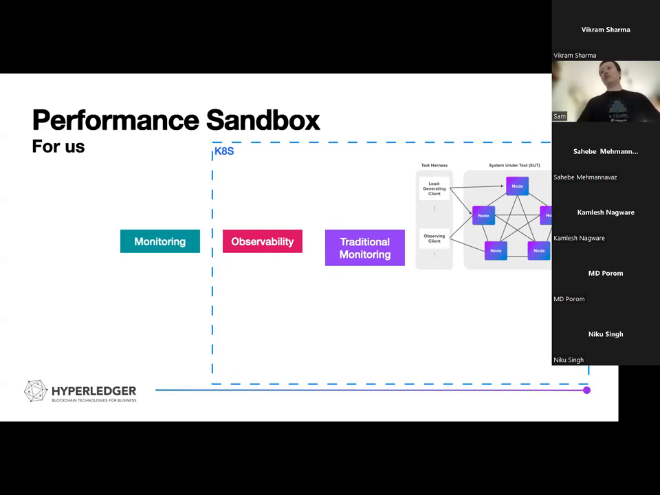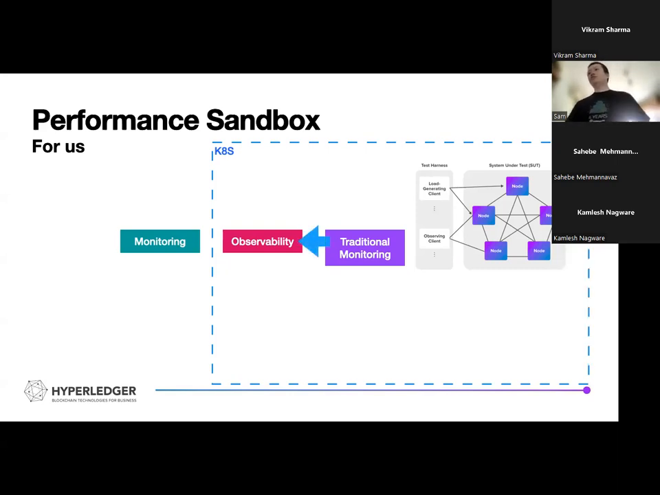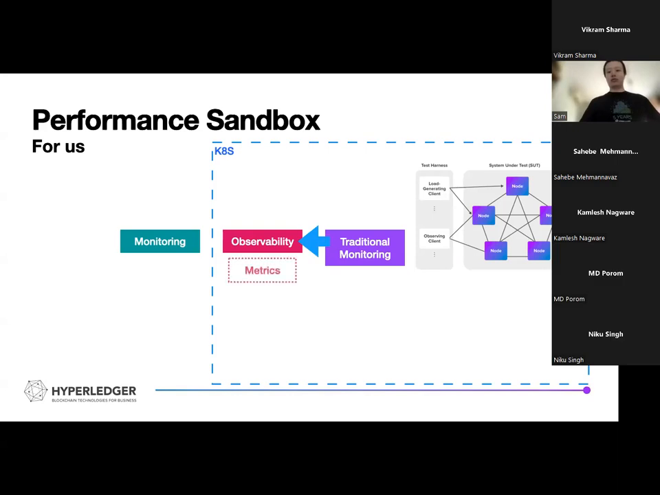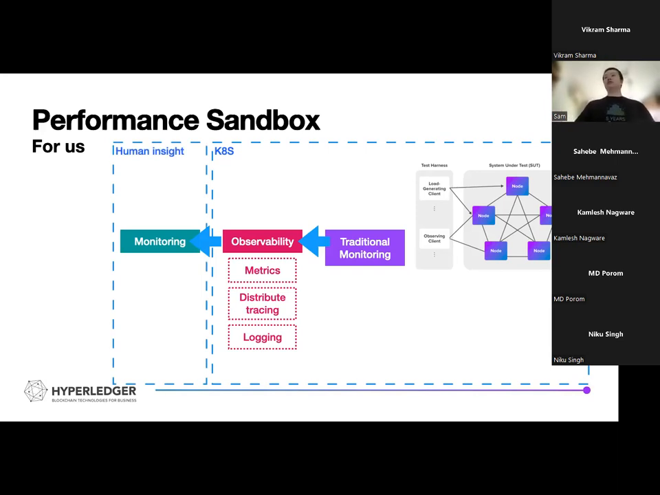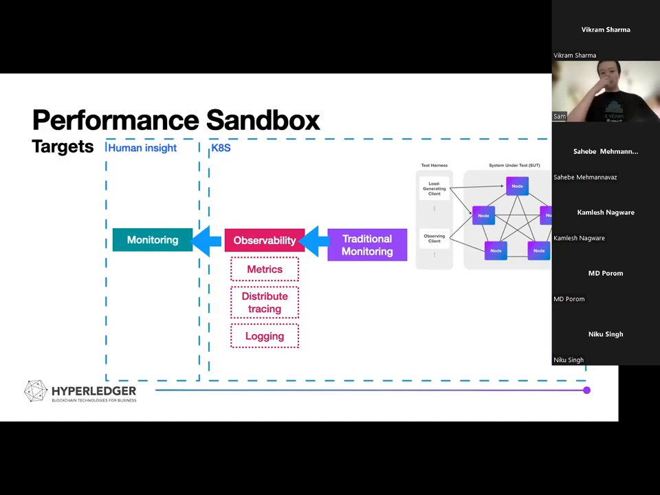Then we can upgrade from traditional monitoring to observability to collect more data and help us with metrics, as I said, distributed tracing and log collection. All those kinds of data being collected are for human insights. The people who use this labs project to do monitoring can get data to support them in making decisions, doing analysis, etc. So that's our targets.